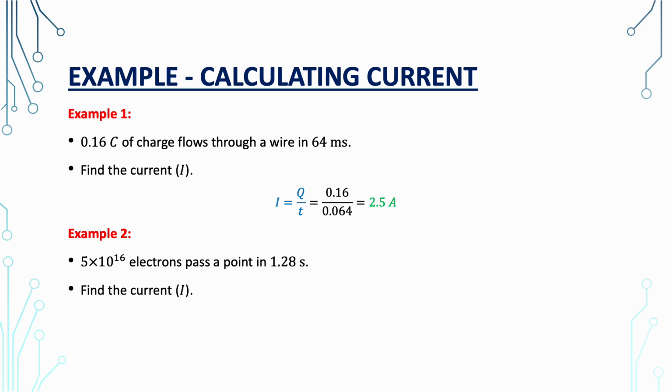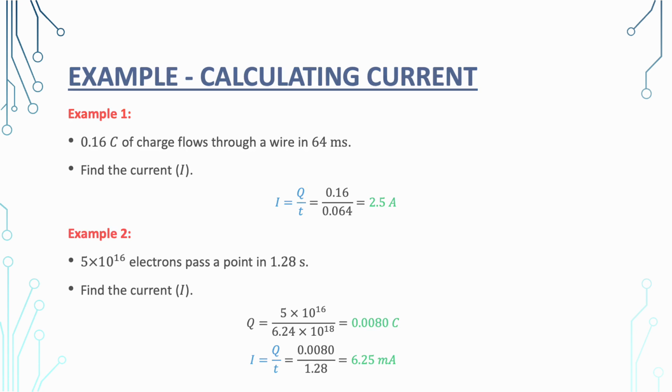In the second, 5 times 10 to the 16th electrons pass a point in 1.28 seconds. Converting electrons to coulombs gives 0.008, and dividing by time gives 6.25 milliamps. These examples show how current depends on both charge and time.